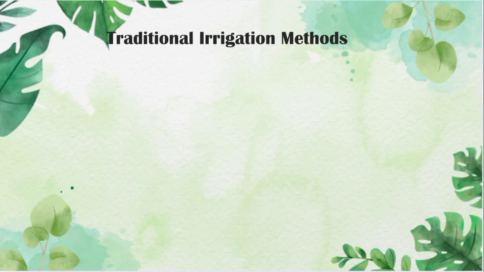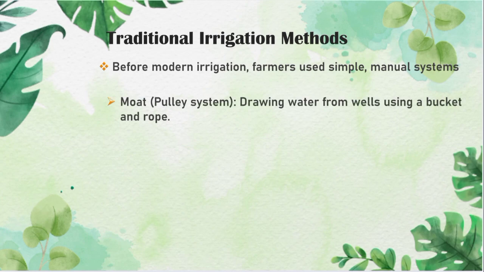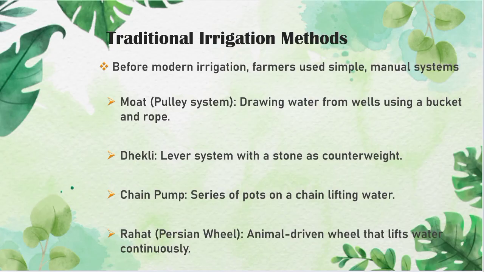Traditional irrigation methods. Before modern irrigation systems, farmers used simple and manual methods like the moat, a pulley system drawing water from wells using a bucket and rope. Dekli, a lever system with a stone as a counterweight. Chain pump, a series of pots attached to a chain for lifting water. Rahat, Persian wheel, an animal-driven wheel that continuously lifts water.